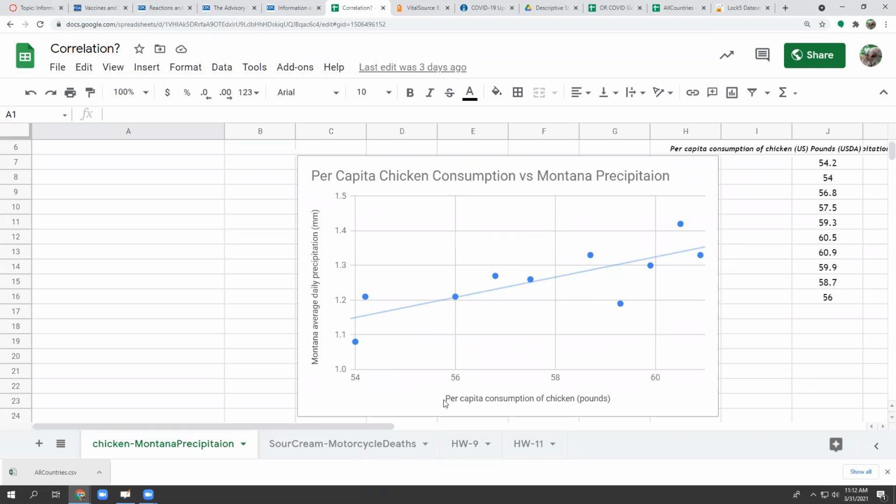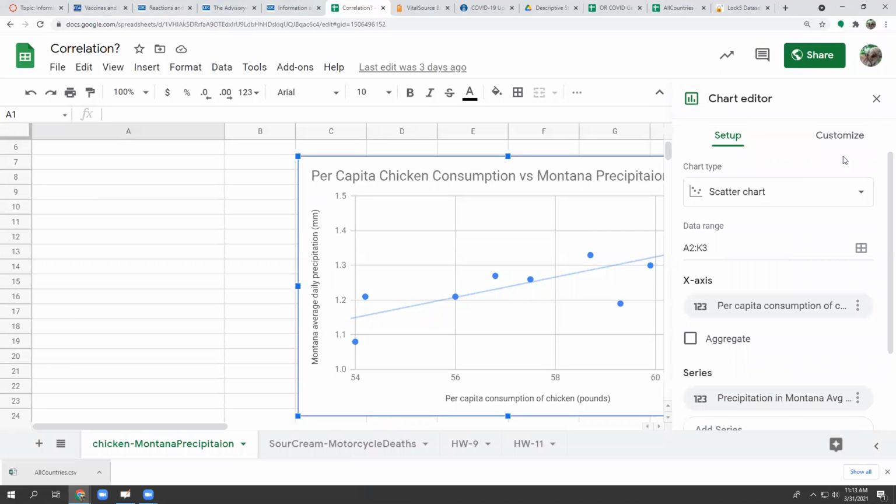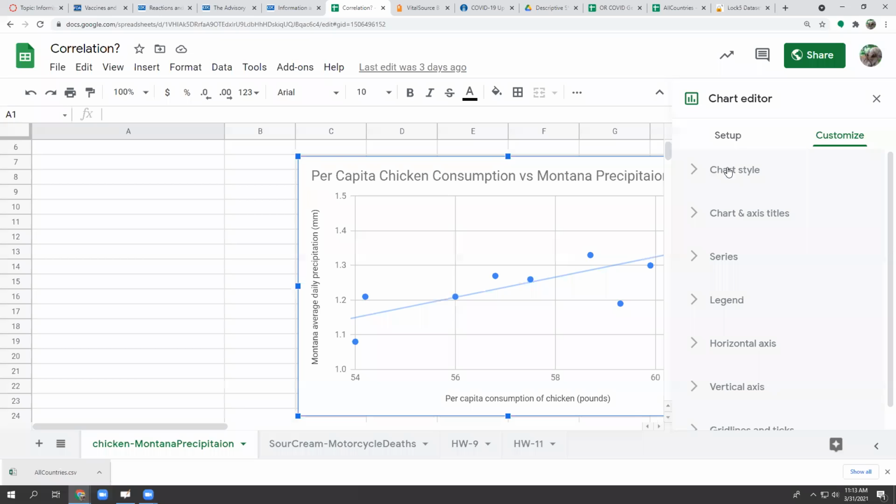I chose to put the per capita chicken consumption in pounds here on the horizontal axis and the Montana average daily precipitation over here on the vertical axis. And these points, they're a little scattered, but they do kind of line up. And I can ask Google for some information about this line. So let's do that next, just for fun.